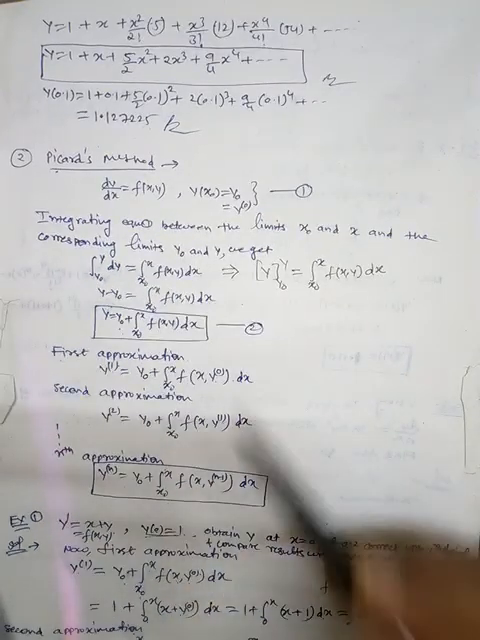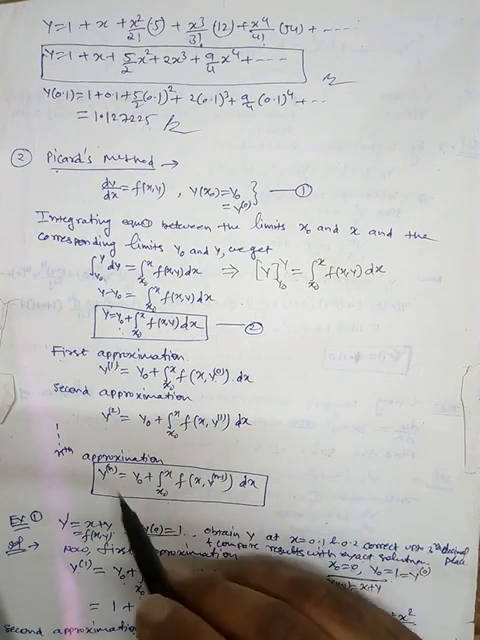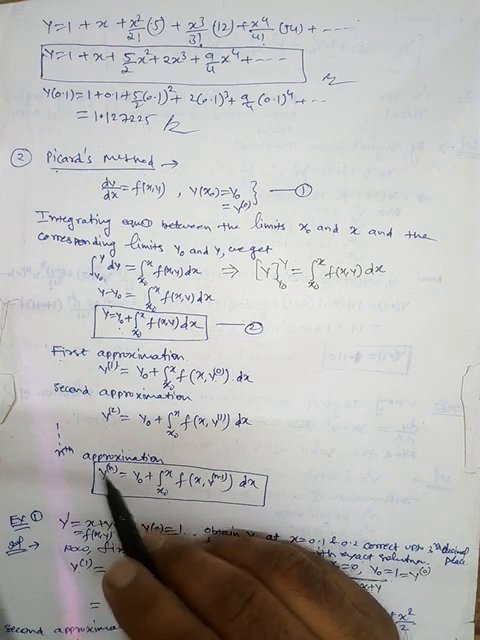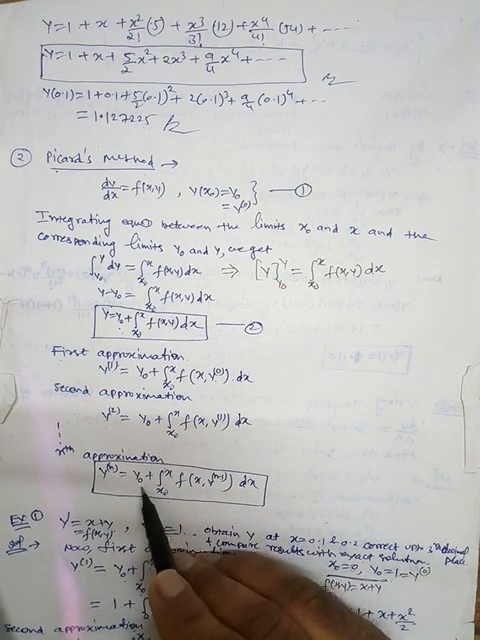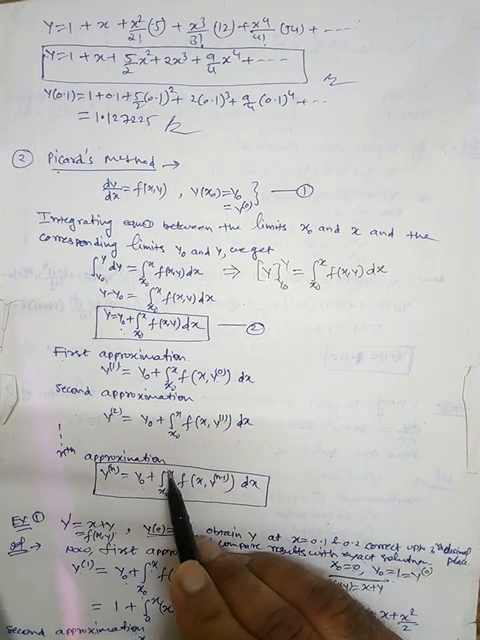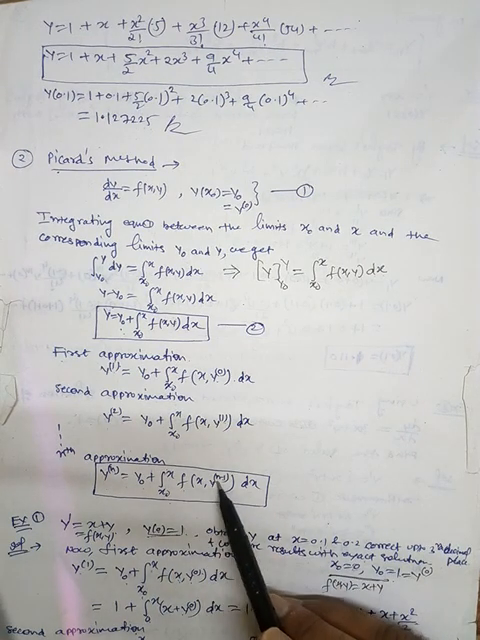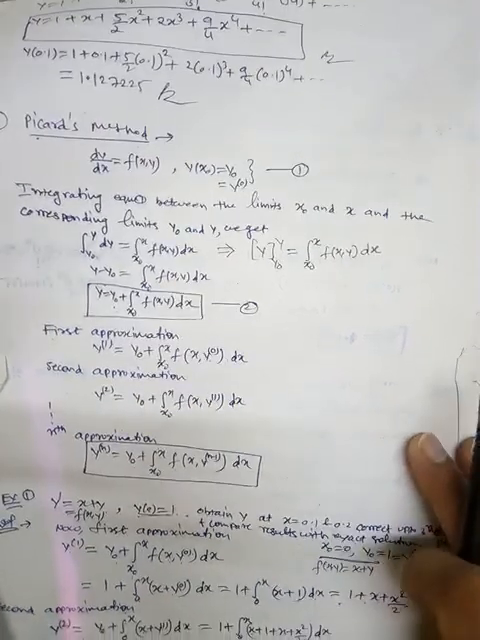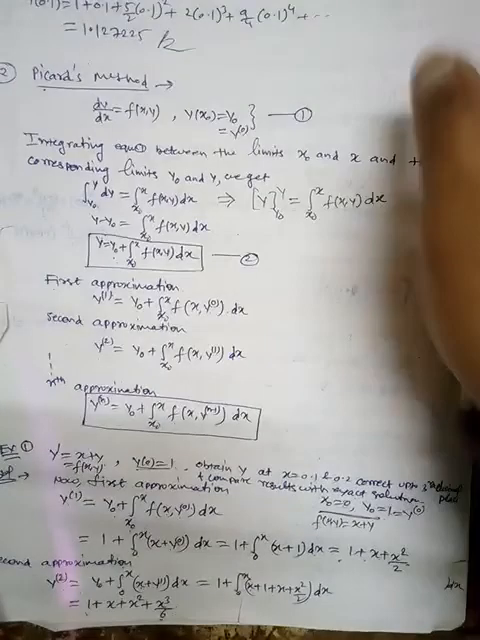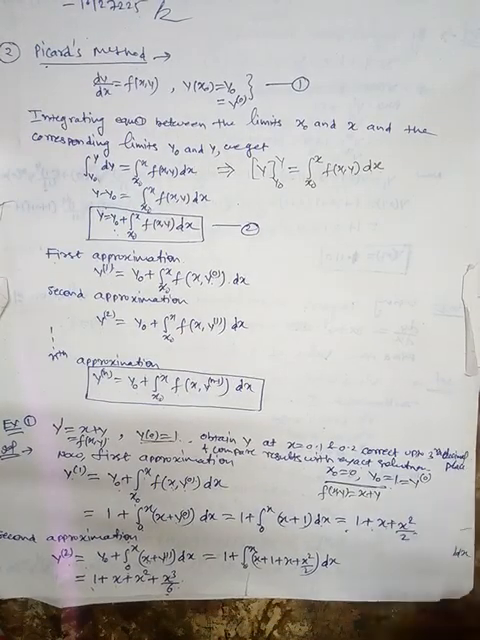So after n iterations, the nth approximation is given by yn, which is nothing but y0 plus integral x0 to x f of x y n minus 1 dx. So this is the formula of Picard's method. I hope you understand the procedure. Now we will take an example.